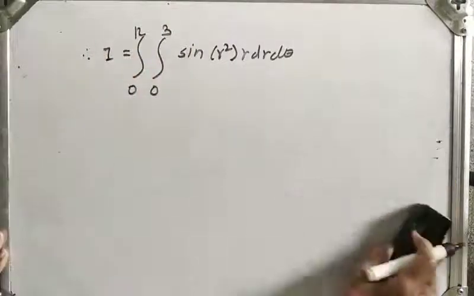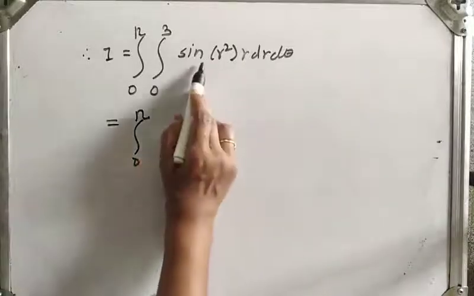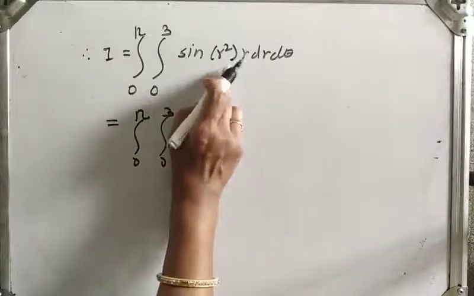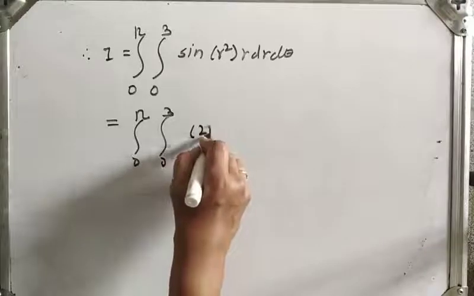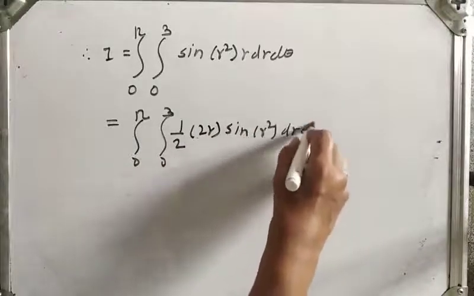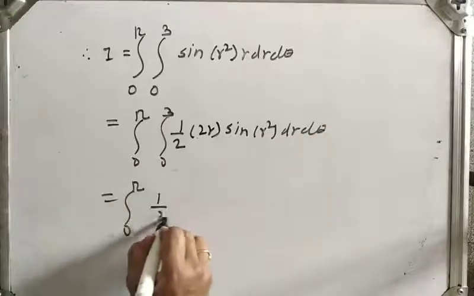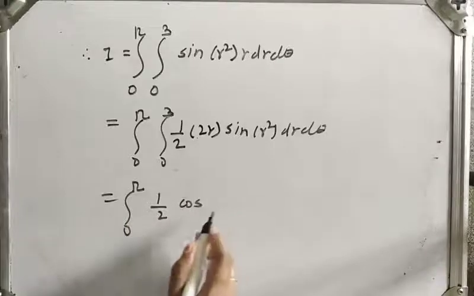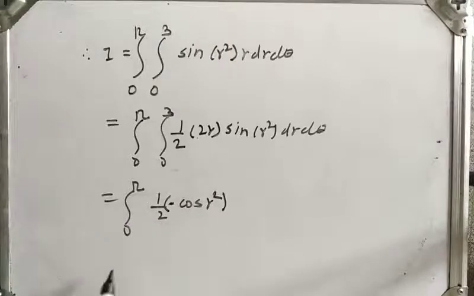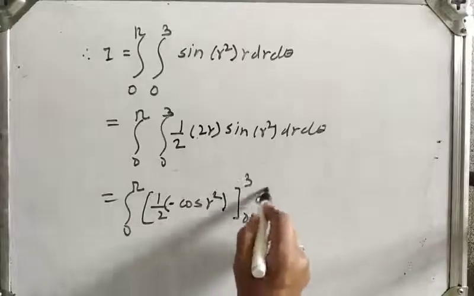Now let us solve this integral, which is equal to the integral from 0 to pi. Now look here, sine of r square, and the derivative of r square is 2r. Here is r, so we can adjust it to 2r and cancel with 1/2, sine of r square dr d theta. Integrating with respect to r, what do we get? 1/2 minus cos of r square with limits 0 to 3, d theta.